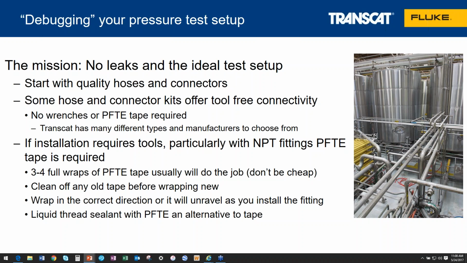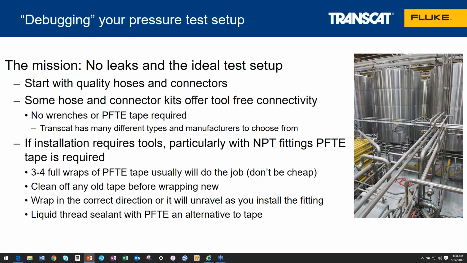Now, if the installation requires tools, particularly with national pipe thread type fittings, PFTE tape is almost always required. 3 to 4 full wraps of PFTE tape will usually do the job. Don't be cheap, tape's expensive. Make sure you clean off any old tape before wrapping new. And always wrap the tape in the correct direction or it will unravel as you install the fitting.